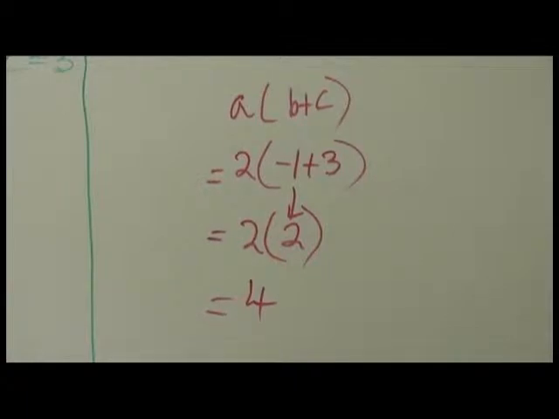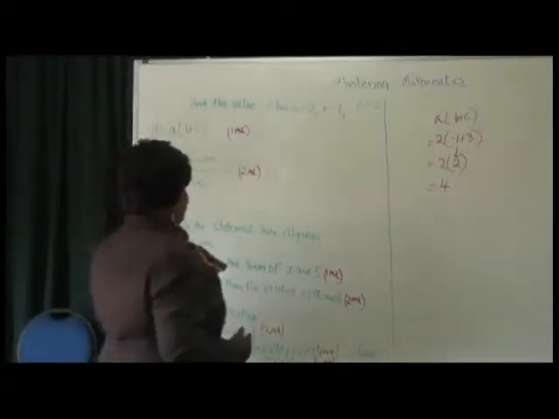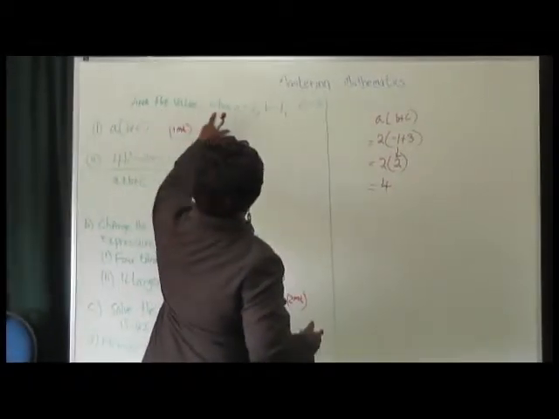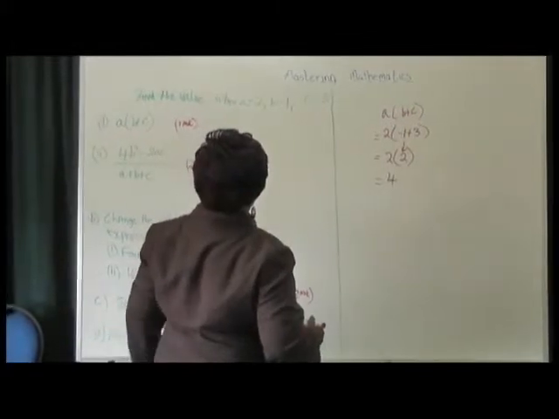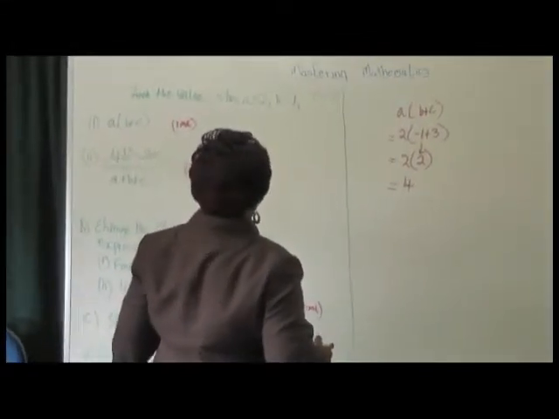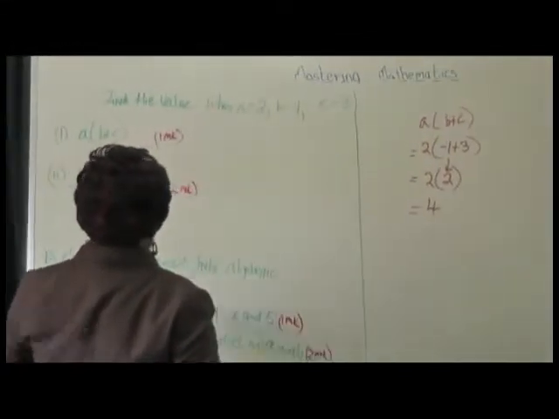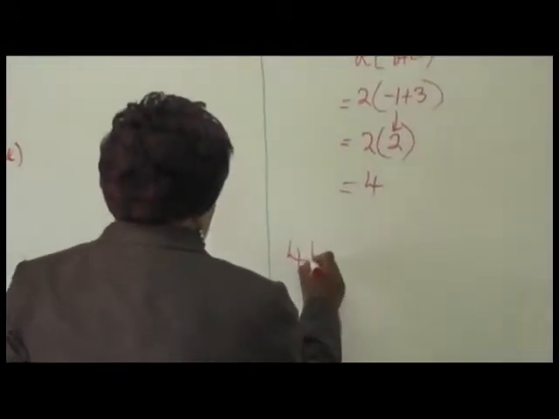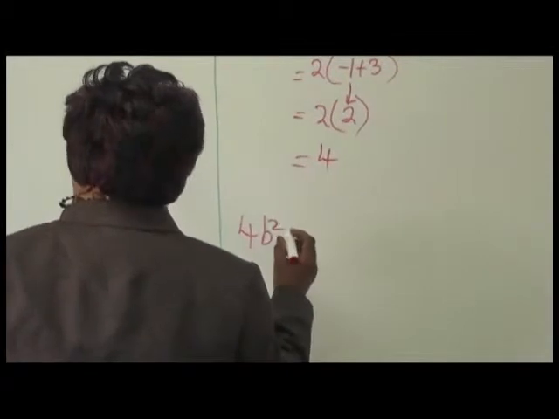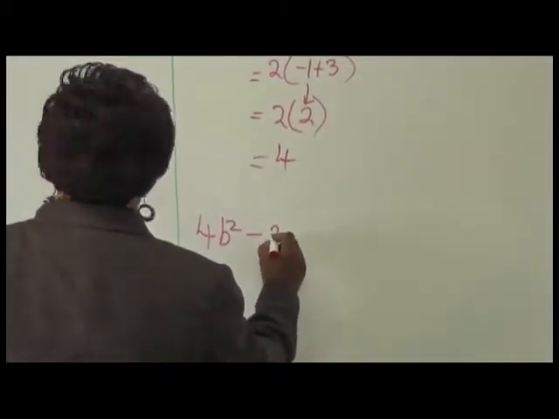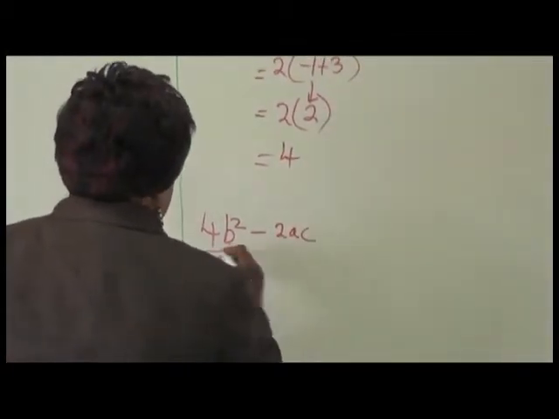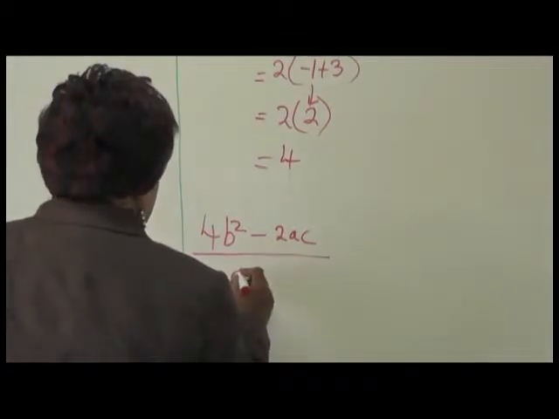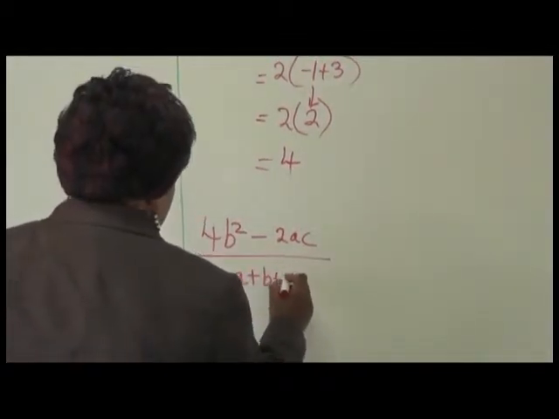Having done that first one, we're now going to get into the second part of it, which says find the value when A is equal to 2, B is equal to -1, and C is equal to 3. And here is the expression. It is 4B squared minus 2AC, over A plus B plus C.